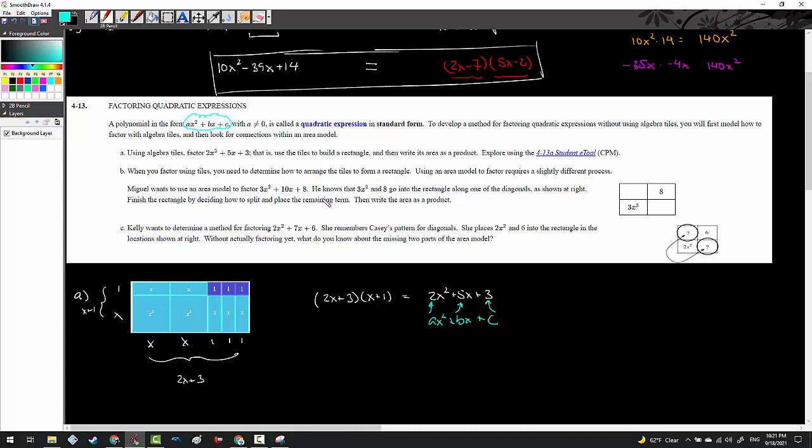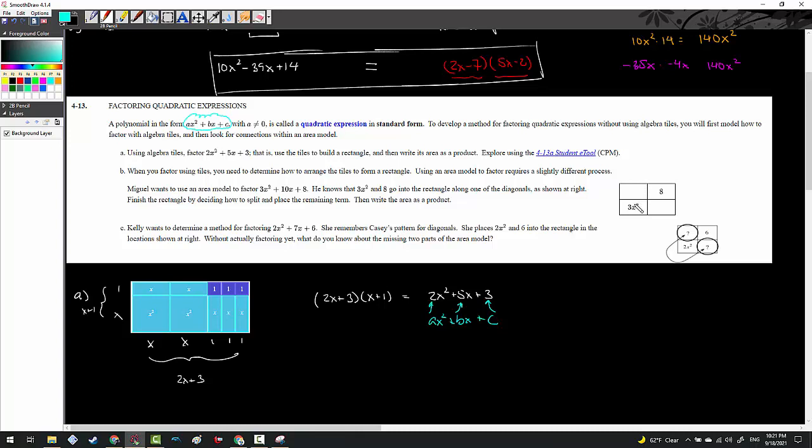It says Miguel wants to use an area model to factor 3x squared plus 10x plus 8. And he knows that 3x squared and 8 go into the rectangle along the diagonals shown at the right. Then we have to finish the rectangle by deciding how to split the remaining term, and then write the area as a product. So we've got Miguel's rectangle right here.